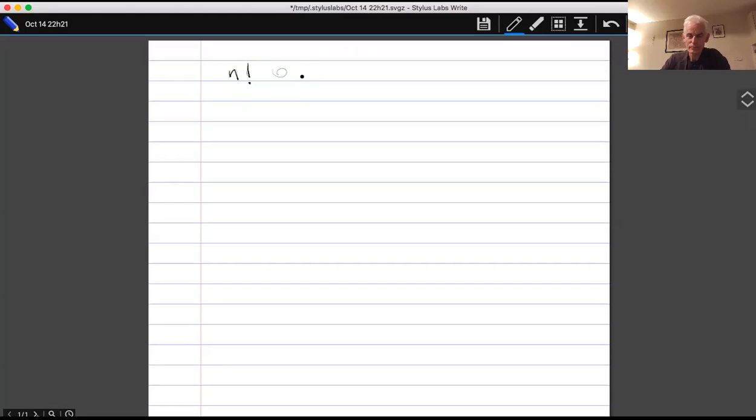So how can we estimate n factorial? Well, the main trick is to look at the log of n factorial. So what is log of n factorial? It's just log of 1 plus log 2, up to plus log of n. Log of 1 is 0, so I needn't really have written that. And if we want to estimate that, we can do it by sandwiching it between a pair of integrals.